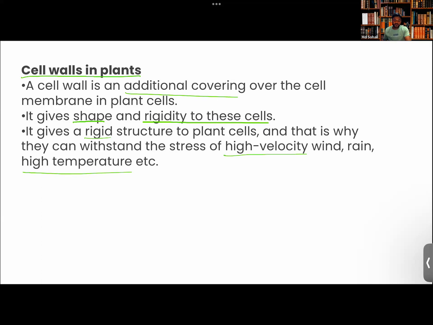So plants can survive all of that because of the cell wall, right? The cell wall is actually made up of cellulose, a compound that gives it rigidity and strength.